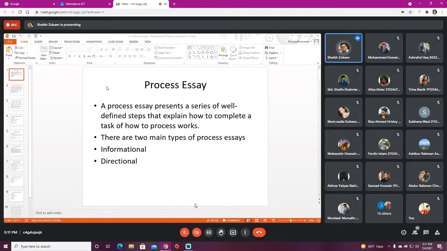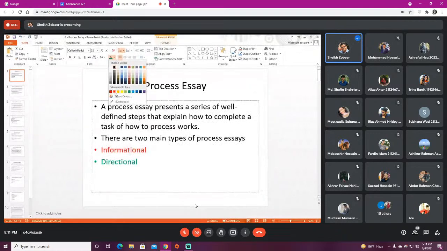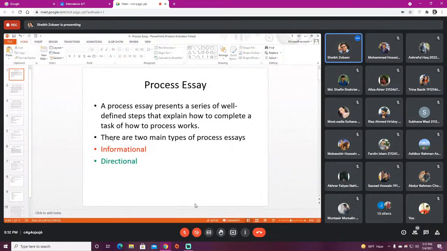Now, a process essay can be of two types. It could be either informational or directional. For English 103, the directional process essay is the relevant one, and informational is not relevant. But we are going to take a look at both and try to understand the difference. Remember, for you guys, directional process essay is the only relevant type.